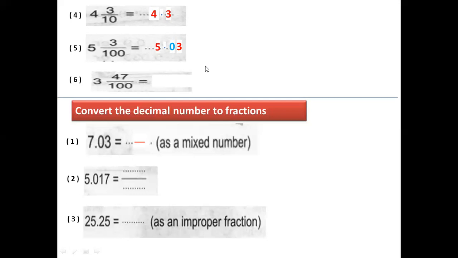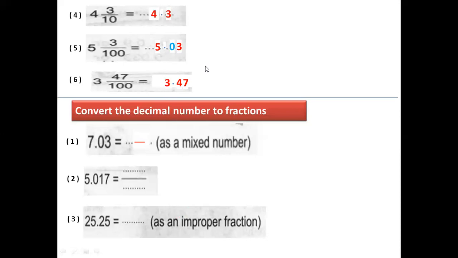Next, 3 and 47 over 100. What can I do? Look at the denominator. We have here 100, so the condition is available. So what can I do? We will put the numerator as it is, 47, and the turn of the decimal point here after 2 digits. Okay, like that. And the whole number equals what? Equals 3.